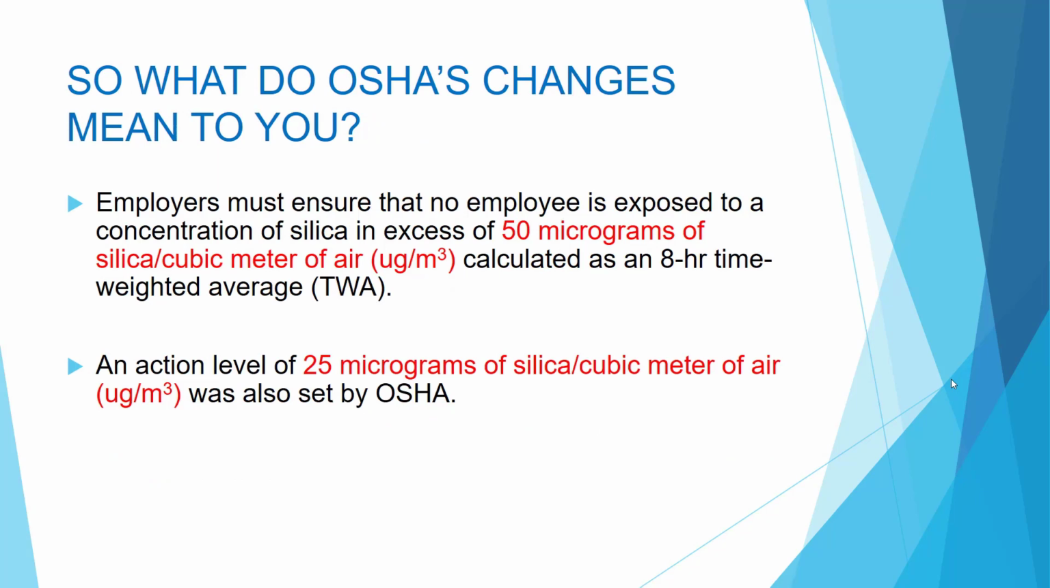So what does this all mean to you and your company? Employers must ensure that no employee is exposed to more than 50 micrograms of silica per cubic meter of air as an 8-hour time-weighted average. An action level of 25 micrograms of silica per cubic meter of air was also set. Just like the name action level, if your levels are over 25 micrograms per cubic meter, you have to take some action to protect workers even though you aren't over the PEL.